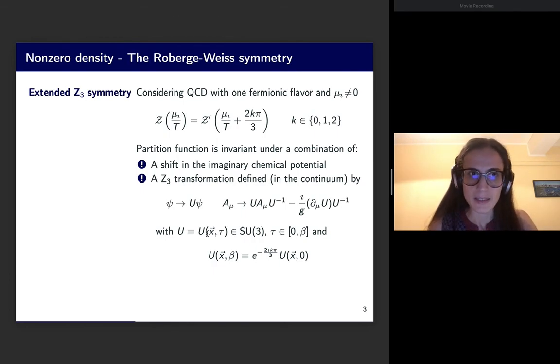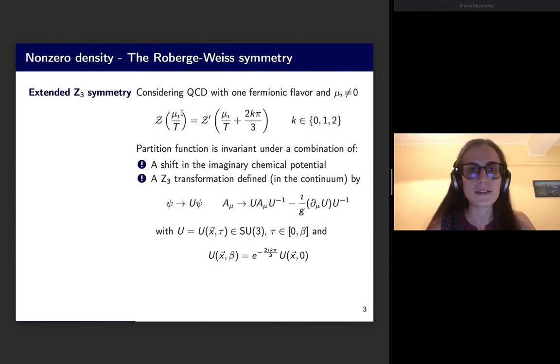But as I said in the introduction to the video, the phase structure at non-zero imaginary values of the chemical potential is pretty rich. And this is due to the fact that the partition function of QCD with, for example, one fermionic flavor and mu_I different from 0 fulfills an extended center symmetry.